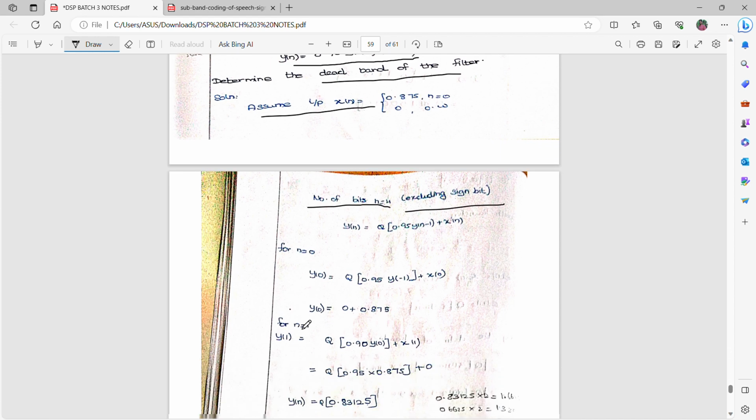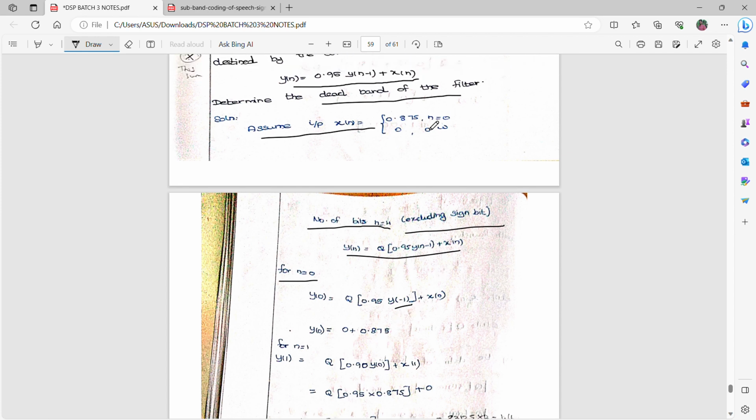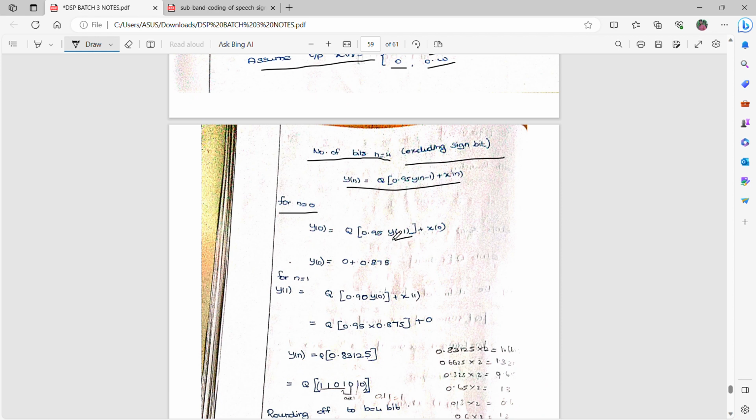Let us substitute n is equal to 0 in the above equation. It becomes y of 0 is equal to q into, so put n is equal to 0, that means 0 minus 1, that is minus 1, so that is y of minus 1 plus x of 0. Here y of minus 1 should be 0, because the limit for n is equal to 0 only 0.875, so otherwise we can assume that it will be 0, so in the place of y of minus 1 we have to insert the 0.